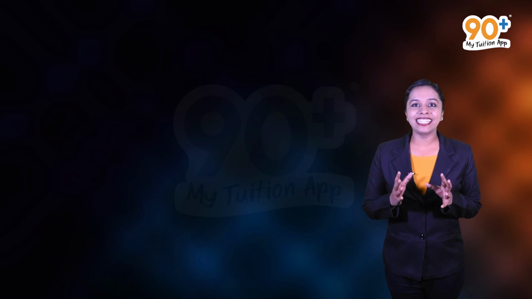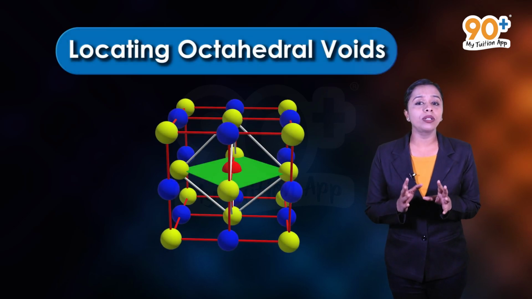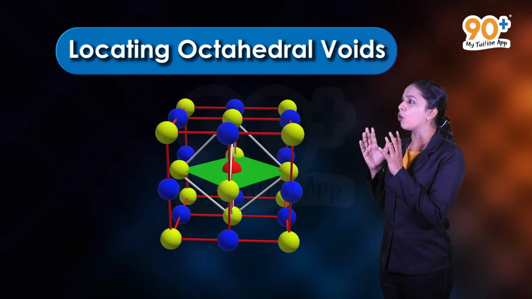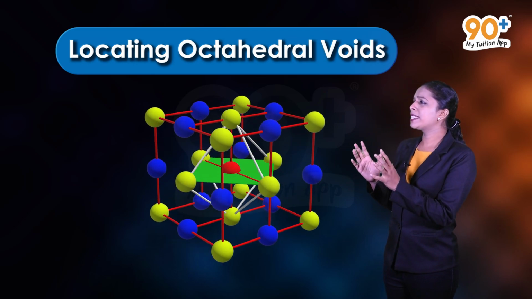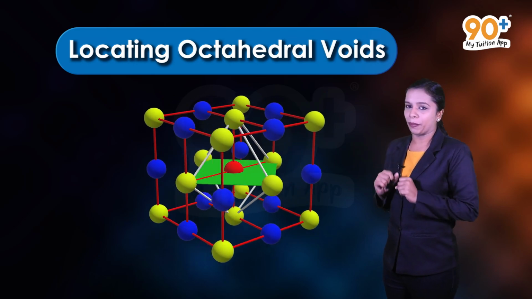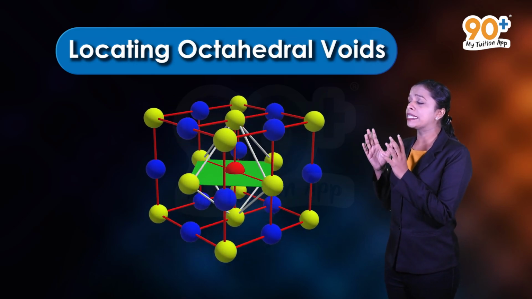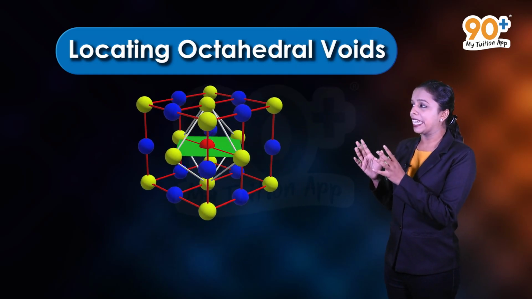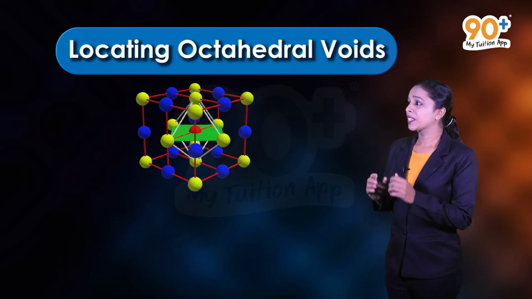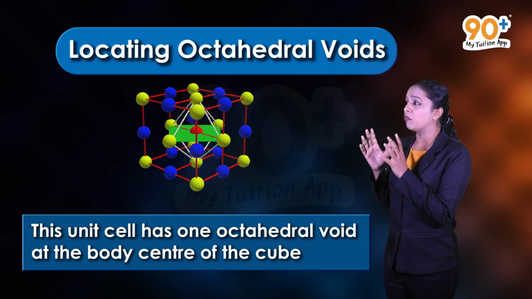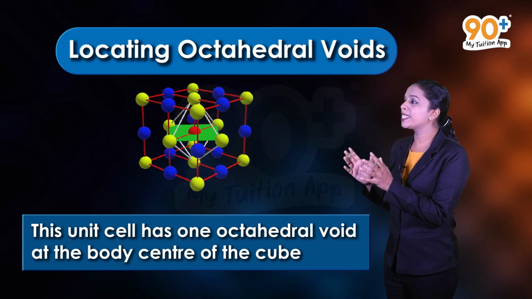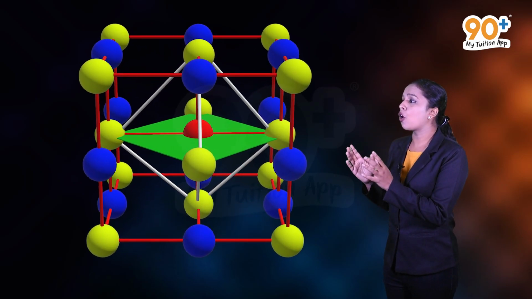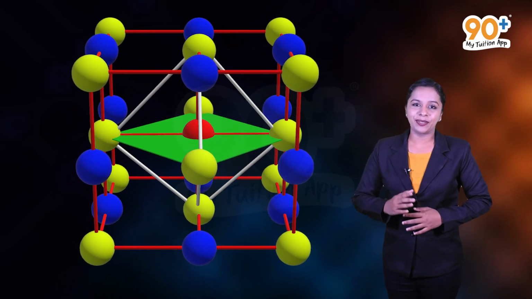Now, let's discuss the second one, that is locating octahedral voids. Take a unit cell of CCP or FCC. The body center of the cube is not occupied, but surrounded by 6 atoms on face centers. Joining the face centers creates an octahedron. Thus, this unit cell has one octahedral void at the body center of the cube. There is one octahedral void at the center of each of the 12 edges.